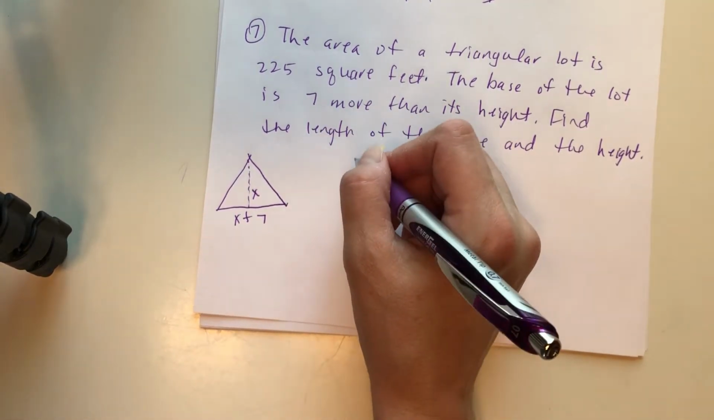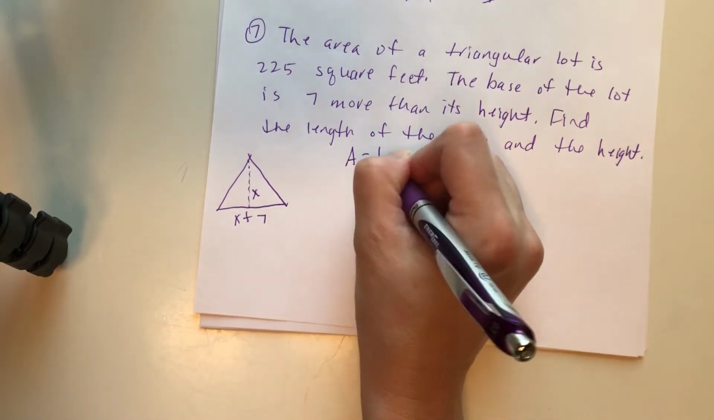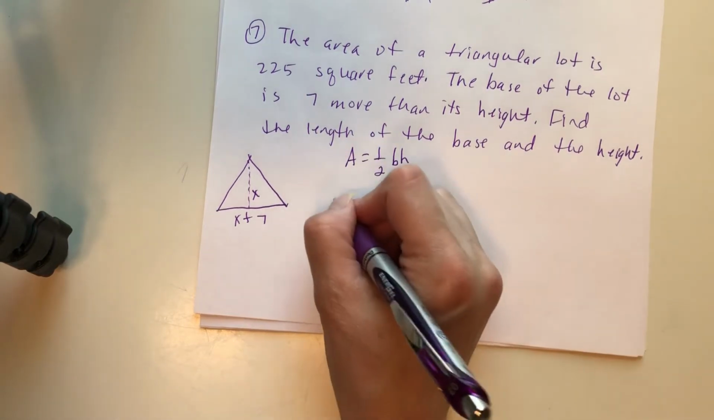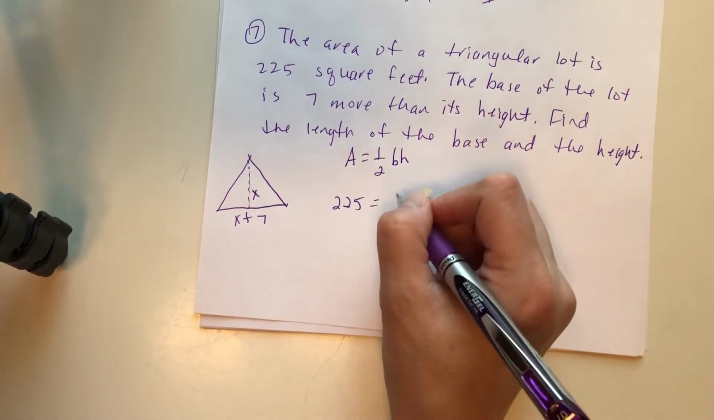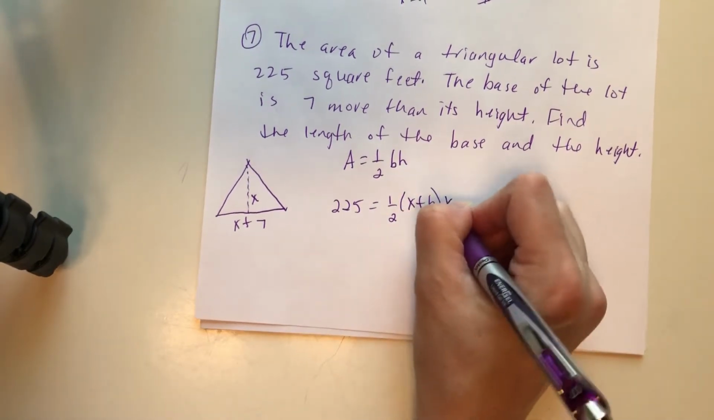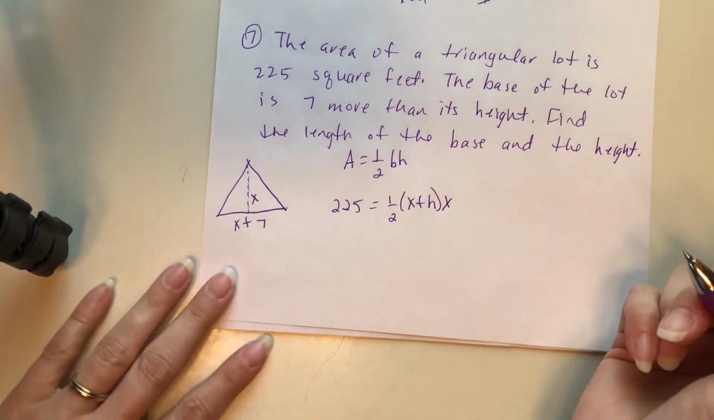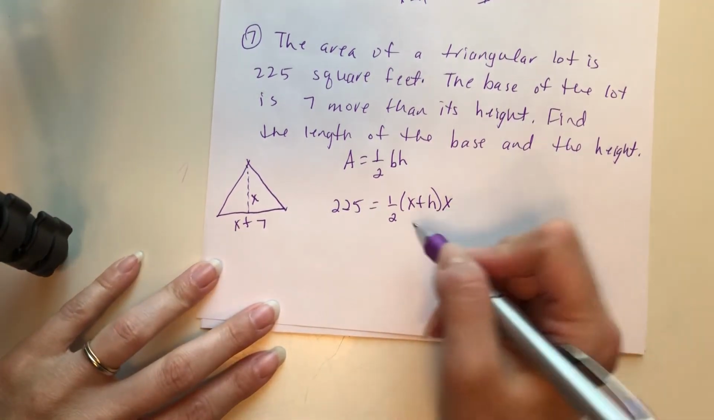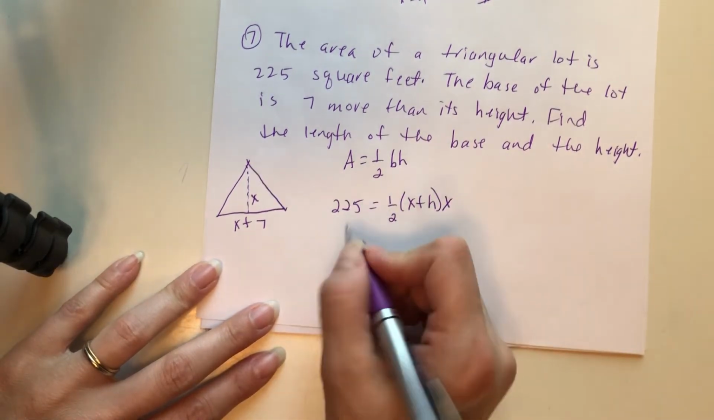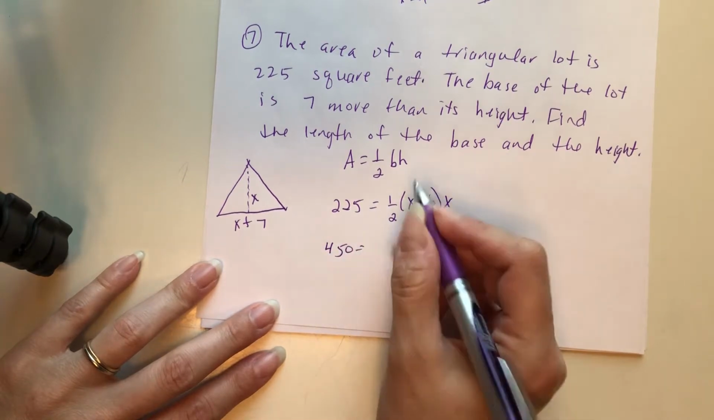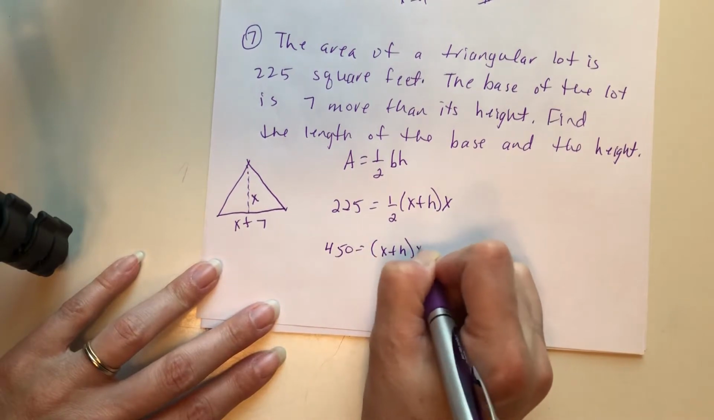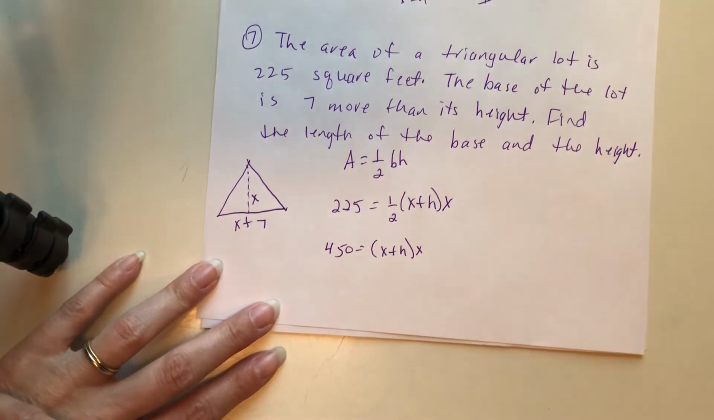I need the formula for area of a triangle. That's half the base times the height. And I'm given that the area is 225. So I've got 225 equals 1/2 times x plus 7 for the base times x for the height. And I need to solve this for x. So first, I see that I've got a denominator of 2. I'm going to multiply both sides by 2. So that'll be 450 equals, and then 2 times 1/2 is 1. So that just leaves x plus h times x.